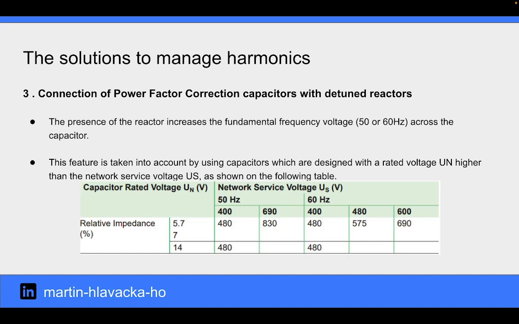The presence of the reactor increases the fundamental frequency voltage across the capacitor. This characteristic is taken into account by using capacitors that are designed with a nominal voltage higher than the series voltage of the network, as shown in the following table.